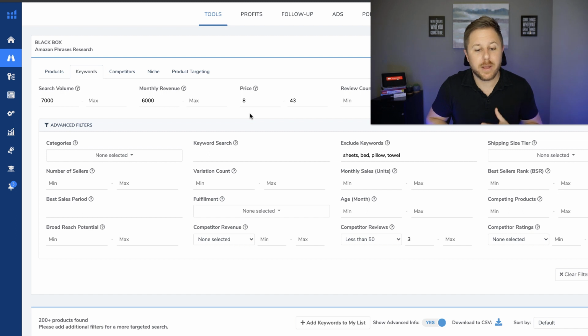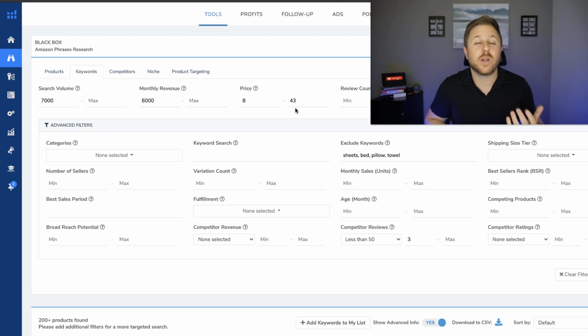But then I come over here and I put the price point between $8 and $43. Again, it doesn't have to be these exact numbers, but I did realize when I launched my $1,000 experiment product, you can launch a product around $7 or $8 and still have a 50% profit margin if you have a very small and light product, and it costs under $1 to manufacture and ship to Amazon. So if you have a very cheap product and it is very small and lightweight, then you could sell it around $7 or $8 and still make a good amount of money.